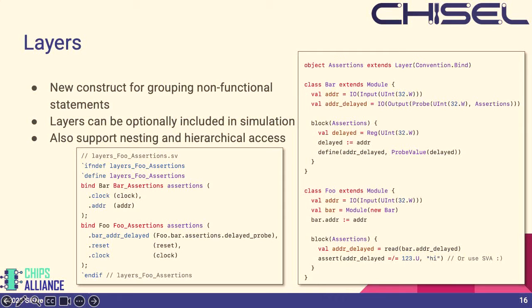So we have this concept called layers, which is sort of a way of describing logic that is non-functional, basically read-only verification. And it will be extracted out into files that are bound in, but you can communicate across them. So you can compose them and nest them, and we generate the right sets of defines and bindings and cross-module references to make it work. So it's kind of like SystemVerilog bind with a lot of extra features. And this is really powerful for adding verification logic without having it impact the design.